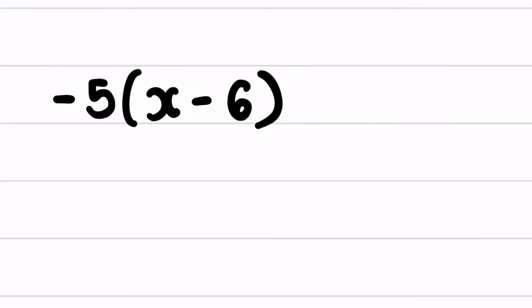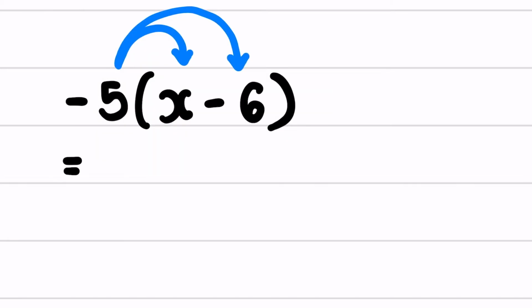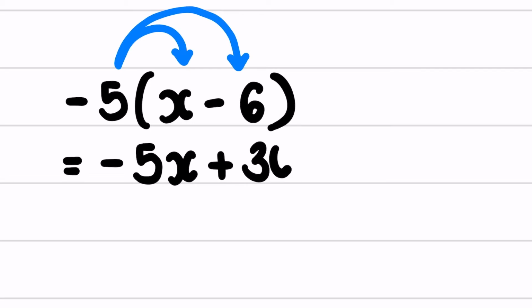If we have negative 5 into x minus 6, the negative 5 is going to multiply into the bracket. Negative 5 times x is negative 5x. And negative 5 times negative 6, a negative times a negative is a positive. 5 times 6 is 30. So now we have positive 30.